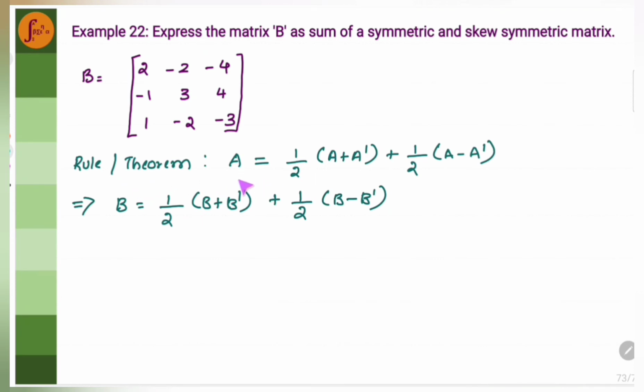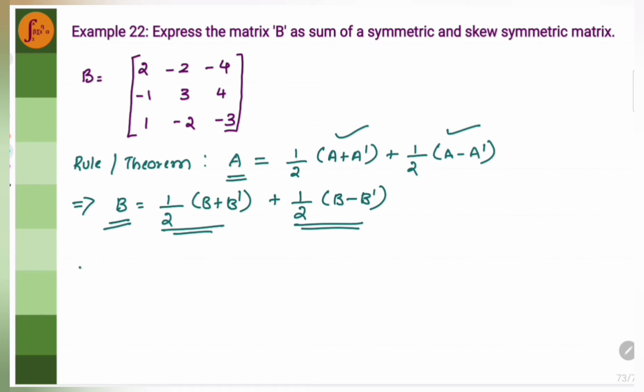By the theorem, we can write matrix A as the sum of half of a symmetric matrix and half of a skew symmetric matrix. We'll use the same logic here. So matrix B is half of (B plus B transpose) plus half of (B minus B transpose). We'll first calculate this, we'll add and see if it's going to give us the matrix B itself.